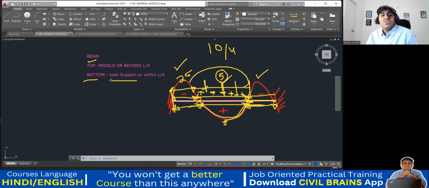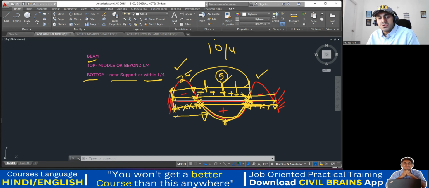Understood the concept? Now for the bottom also, you are telling you do it at the middle portion, fine. But beyond the middle, I can do. That means I can do the lapping here also, here, here, here. So it's telling within L by 4. So this is the L by 4 portion within.